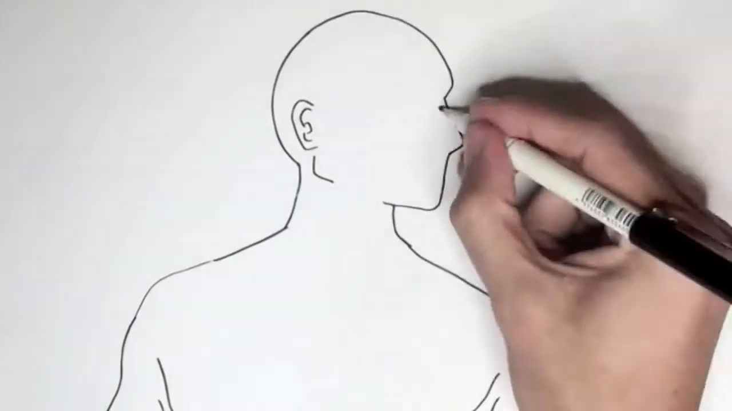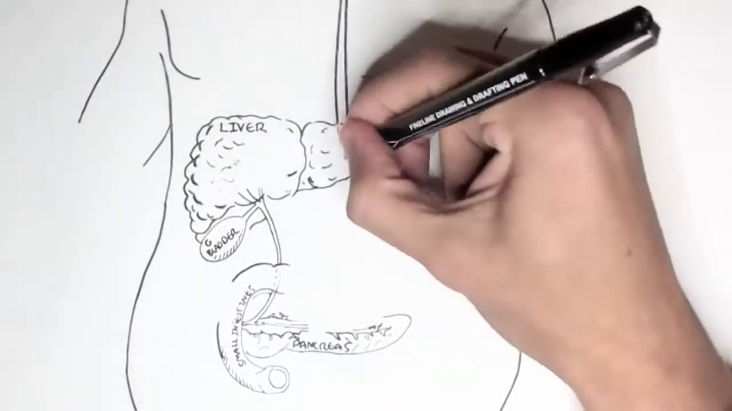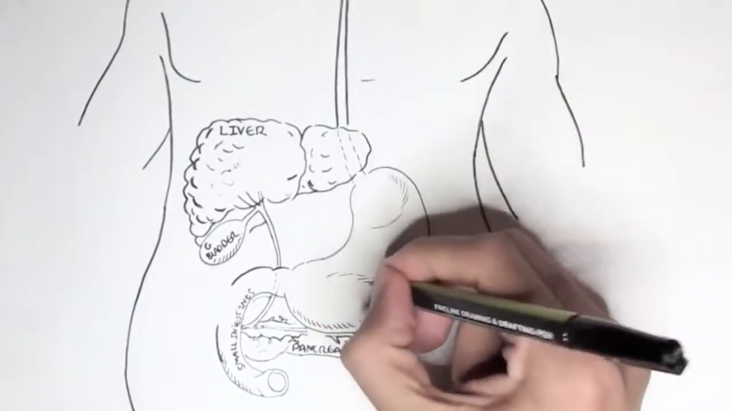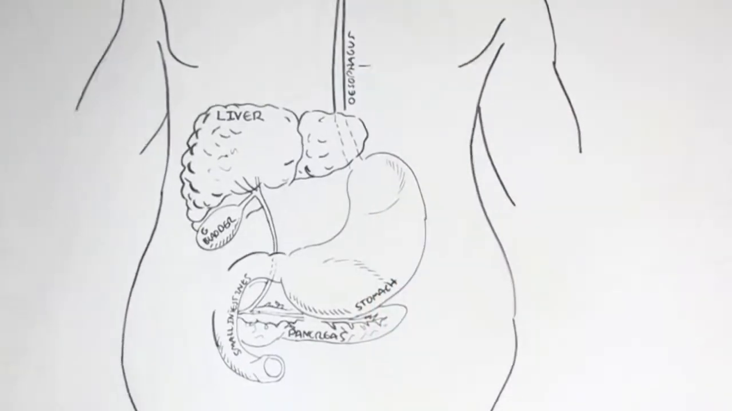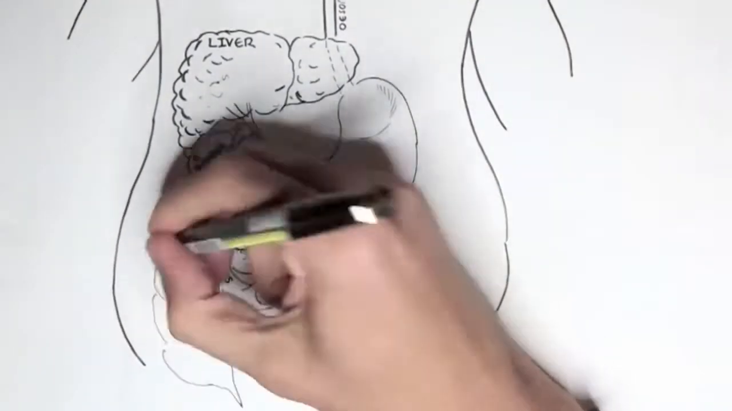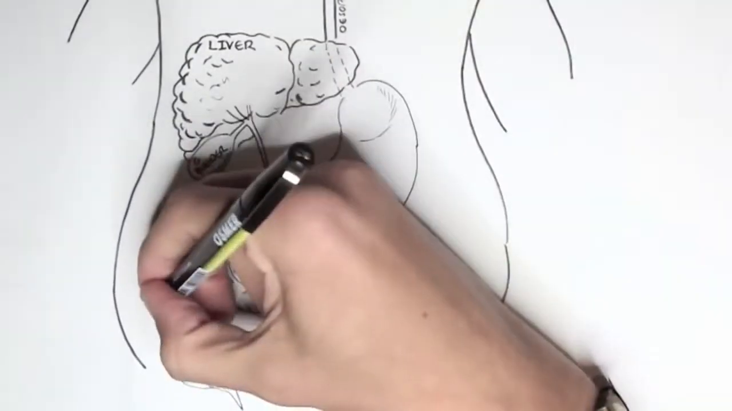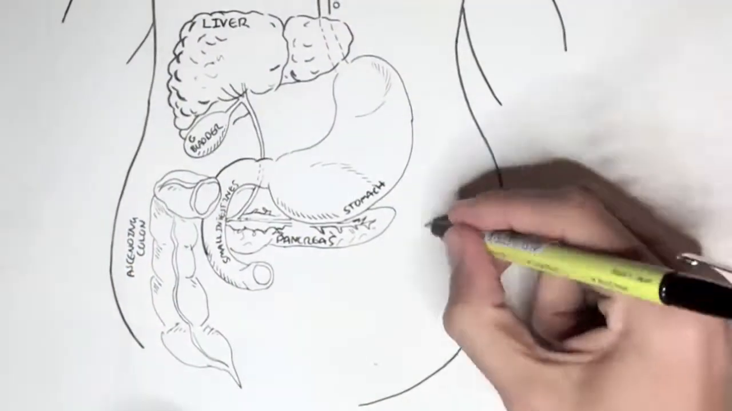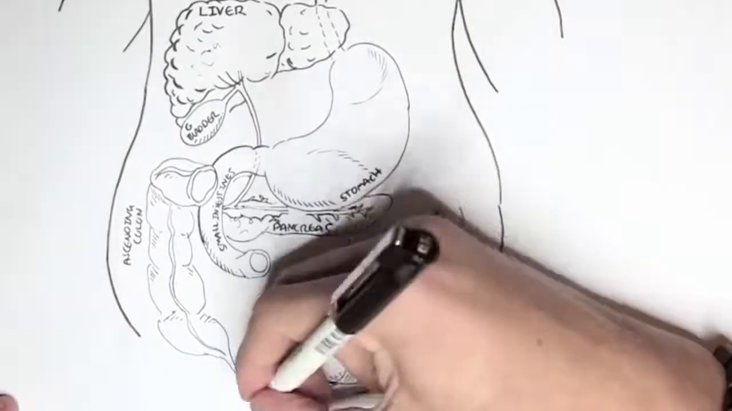Other organs that can be affected in cirrhosis include the esophagus, that is part of the digestive tract and connects the mouth with the acidic stomach here. The stomach then connects to the small intestines. The small intestines will then connect to the large intestines, the ascending colon of the large intestines, that is. And then the ascending colon will join with the transverse and then the descending colon, where feces will then be expelled from the rectum here.